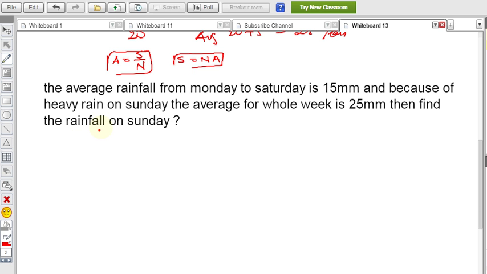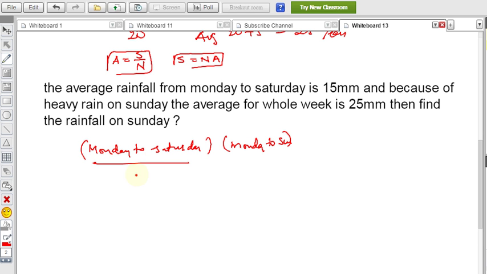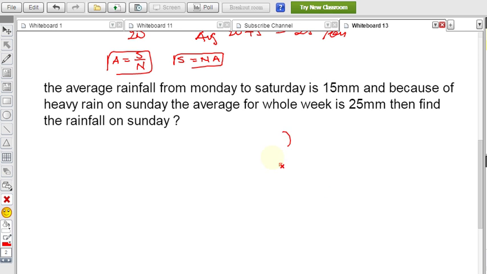So Sunday will come from Monday to Saturday. From this we have to subtract. So first is Monday to Saturday, then from the whole week you have to subtract. From this we have two things. Again Monday to Sunday, the total. If you subtract, then you'll get only Sunday. Let me write here. Once again, we'll take the bigger one first and the smaller one second.